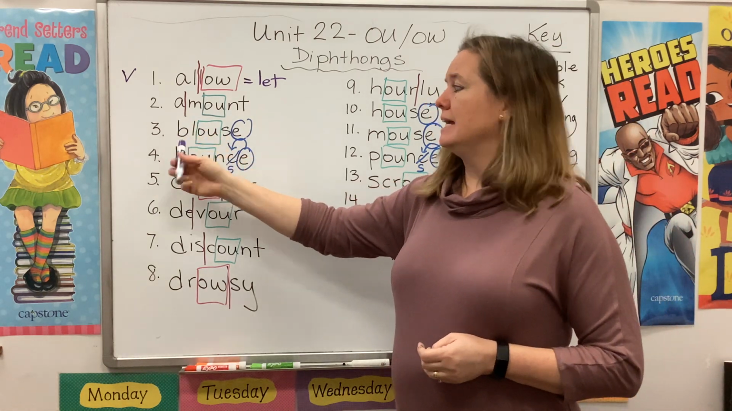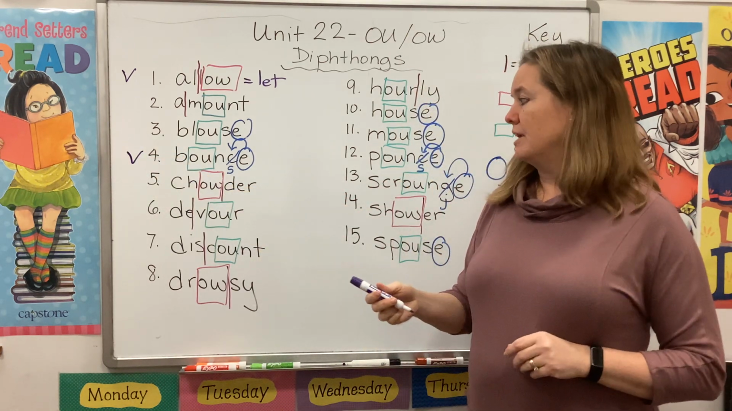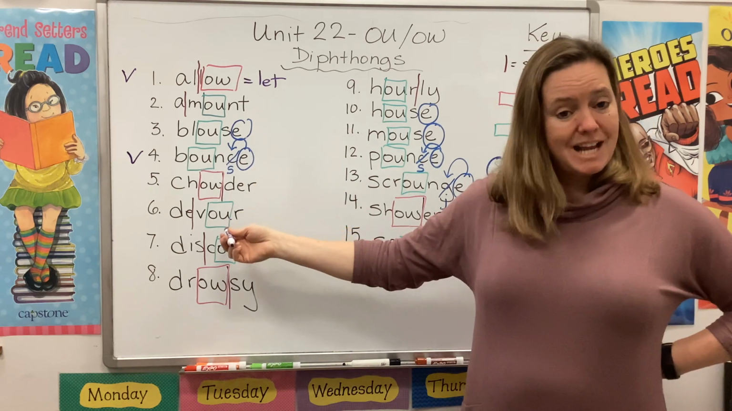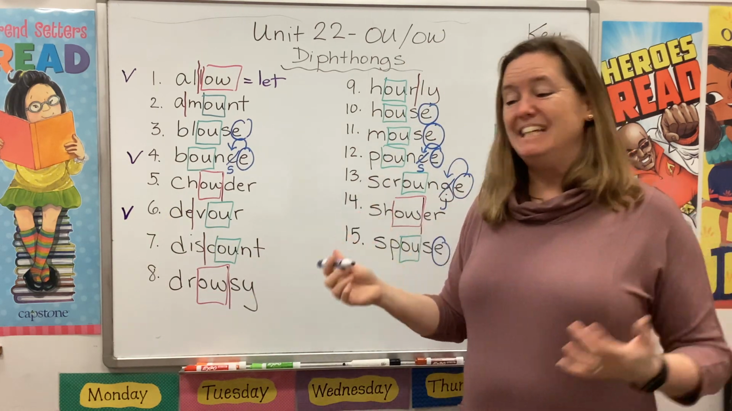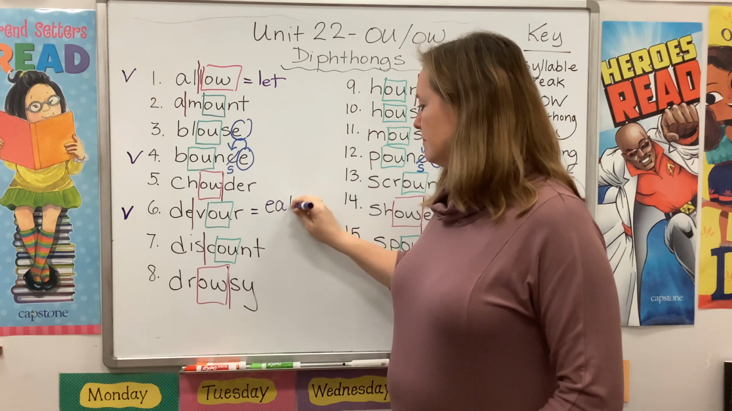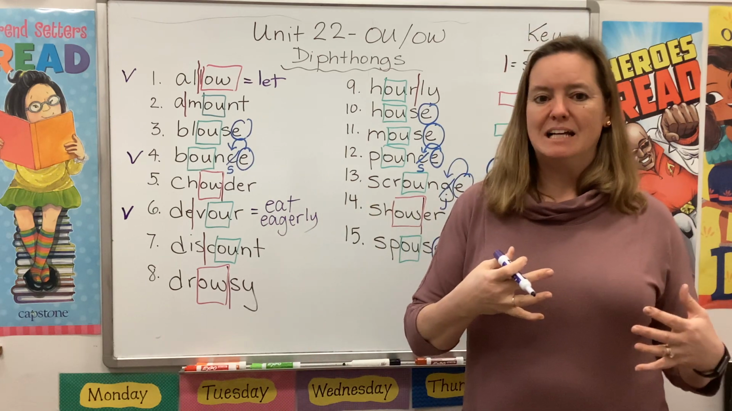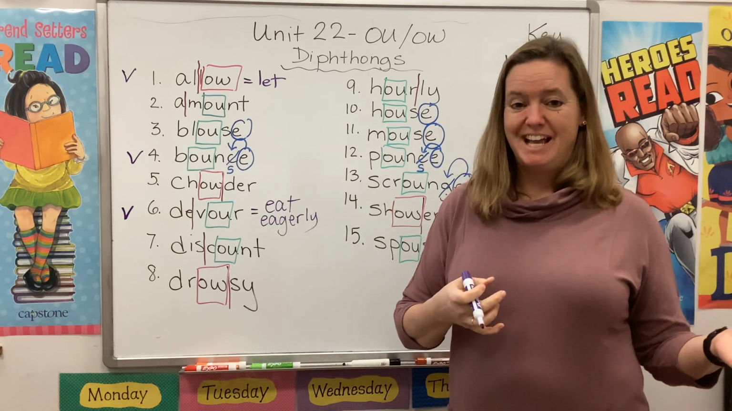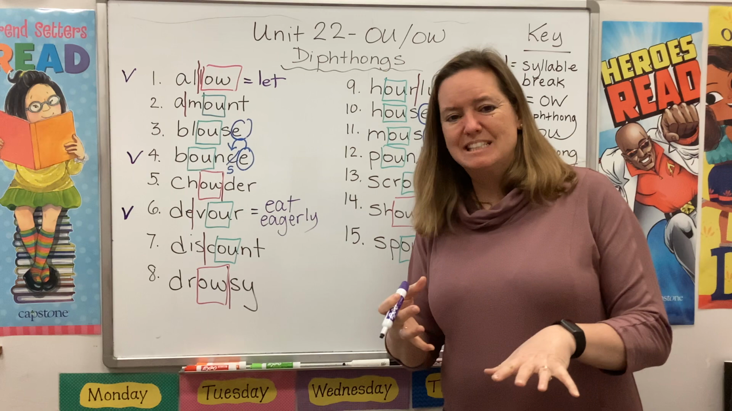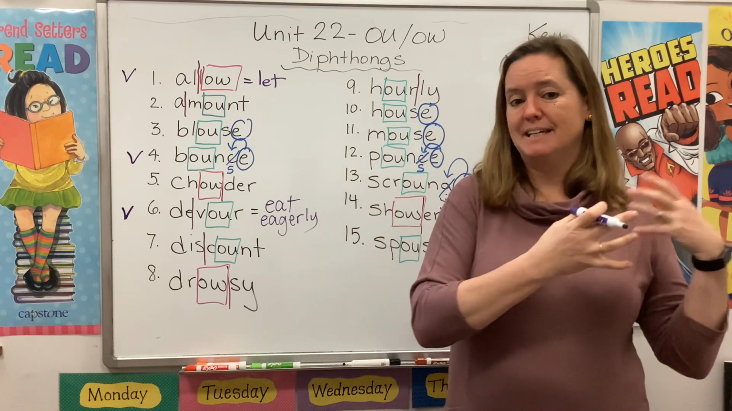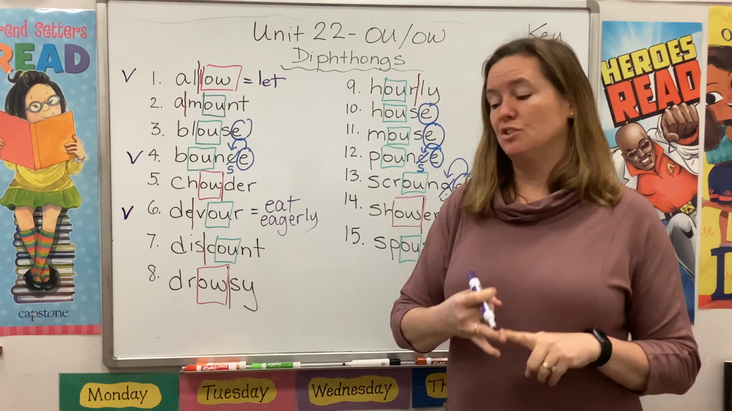You can't amount and you can't blouse, but you can bounce. You can bounce on a trampoline. You can bounce a ball in your hand. So that is a verb. You can't chowder, but you can devour. If you devour something, you eat it eagerly. So I devour pizza. I pick at fish. I devour cookies. I just pick at donuts, right? So picking at something or nibbling something is the opposite of devouring it. We devour food because we're really hungry or the food really tastes good.